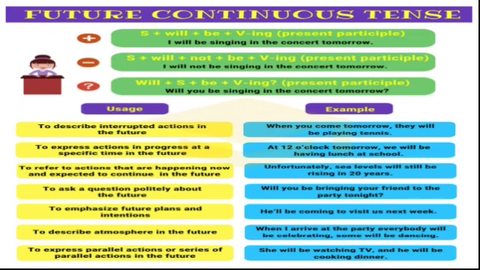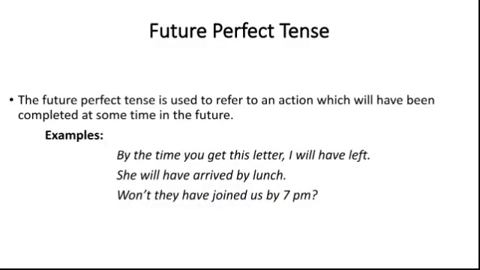So that's how we describe the event atmosphere in the future. And last, to express parallel actions or a series of parallel actions in the future. Okay, she'll be watching TV, he'll be cooking dinner. So these are the parallel actions that will be happening in the future. So this is how we use future continuous tense.